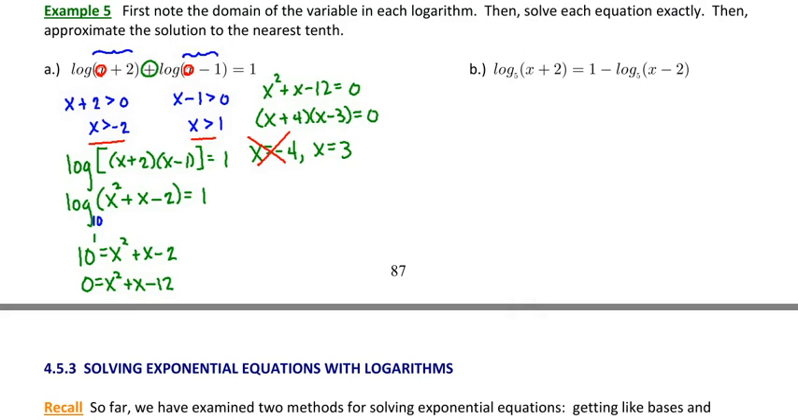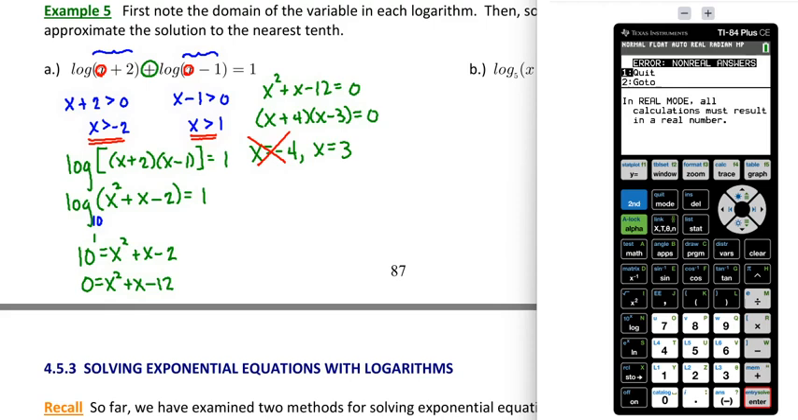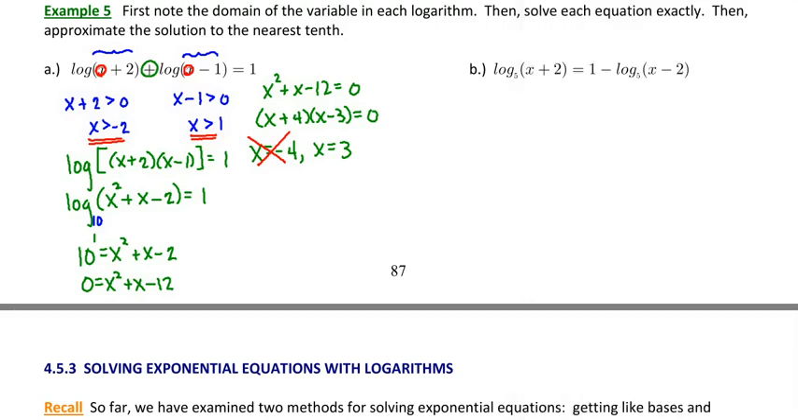Now 3 is both greater than 1 and greater than negative 2, so it's a good candidate for a solution. So let's check that one with the calculator. We'd have log of 3 plus 2 plus log of 3 minus 1, and we're looking for an answer of 1 because that's what we had on the right side of the equation. We got it. So the only solution that we would report in this case is x equals 3.